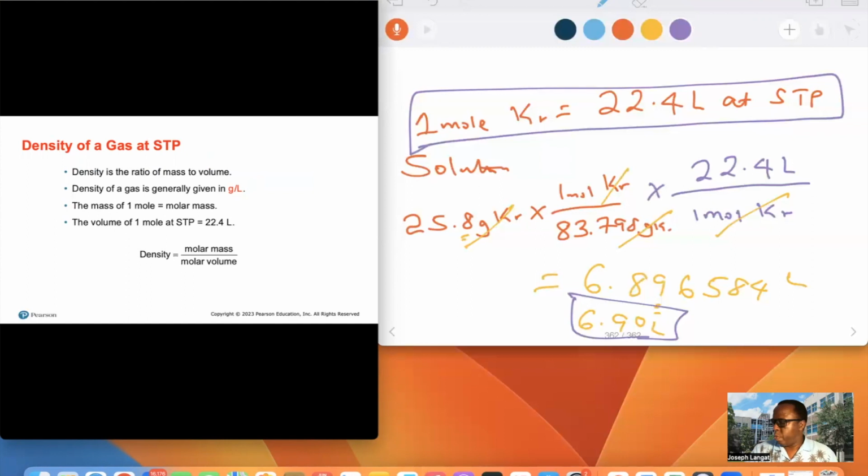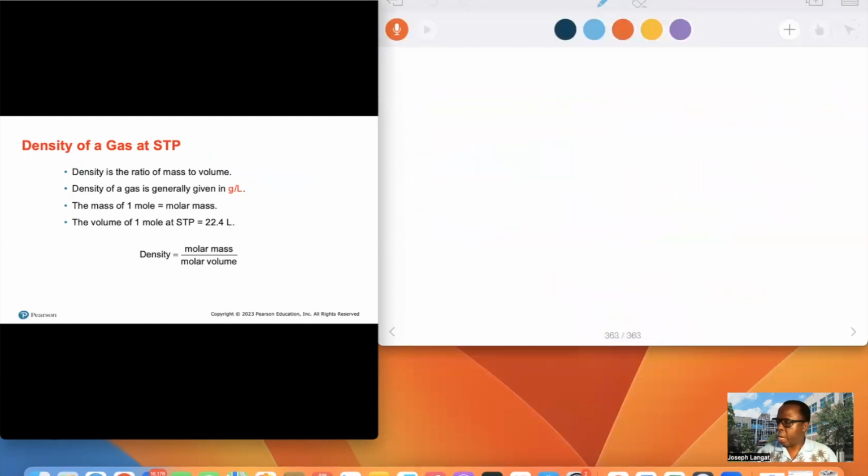Okay, let's go back to the density equation. We learned previously that density of a substance is determined by taking the ratio of mass over volume, the ratio of mass to volume of a gas. For gases, we express the units in grams per liter. So the mass here will be the molar mass, and the volume here is the molar volume at standard temperature and pressure.